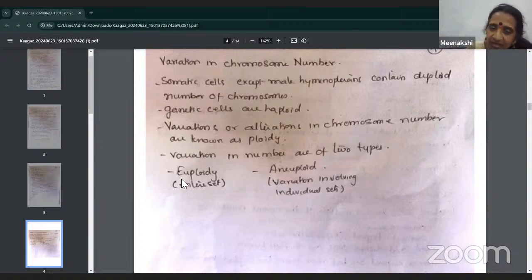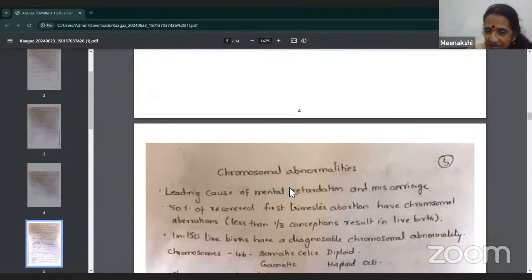So variation in the number can be of 2 types, euploidy and aneuploidy. In euploidy, the effect is on the entire set of the chromosomes, whereas in aneuploidy, it is only one particular chromosome. That is, variation will be occurring in a single chromosome. So we'll just go into the details of it.